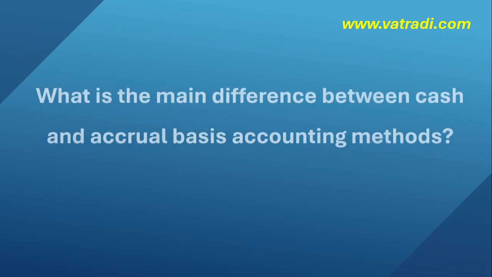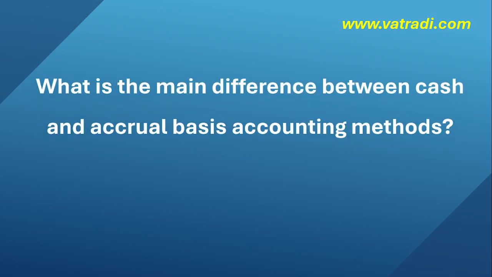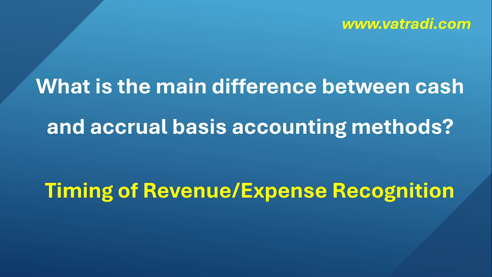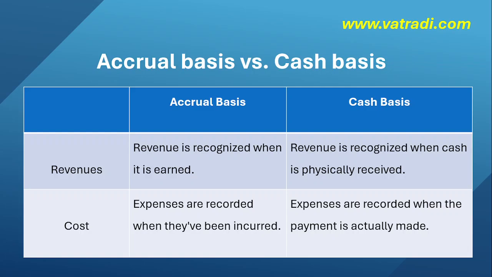So now, what is the main difference between the cash and accrual basis accounting methods? The main difference is the timing of revenue and expense recognition. In this table, I summarize what I already explained. Under the accrual basis, I produce my product, I deliver my product to the client, I issue the sales invoice, I record the revenue inside the book. This is not the case under the cash basis. Under the cash basis, I record the revenue only when the client is paying me.